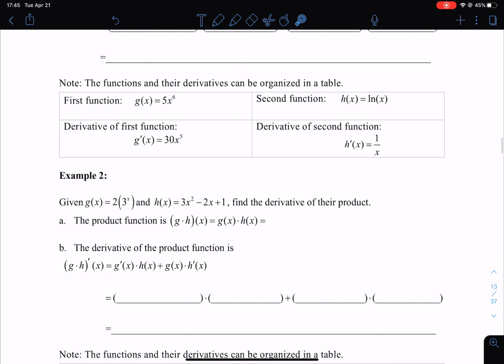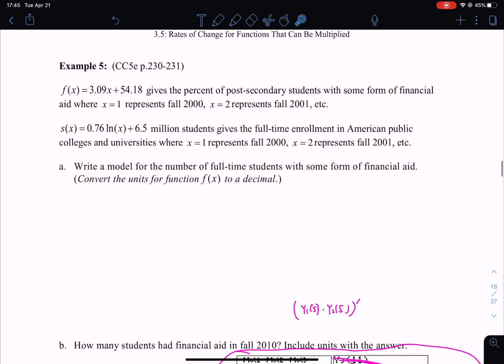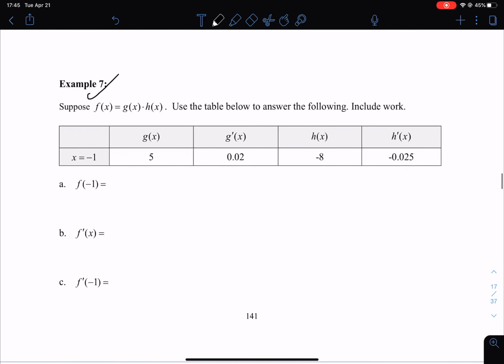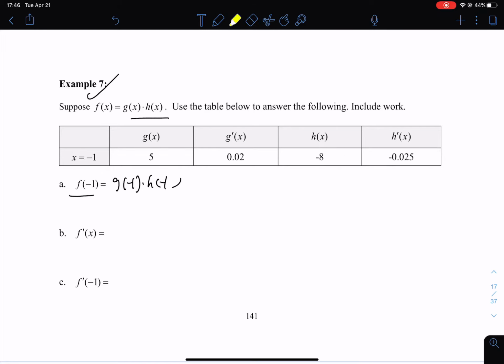Let's see example 5. So first, let's do example 7 first. Example 7 is a function multiplication. The first term, f of minus 1, is just this. The second row shows you when x is minus 1. F of minus 1 is just g of minus 1 times h of minus 1. G of minus 1 is given as this one, and h of minus 1 is this one. So the answer is just minus 40.